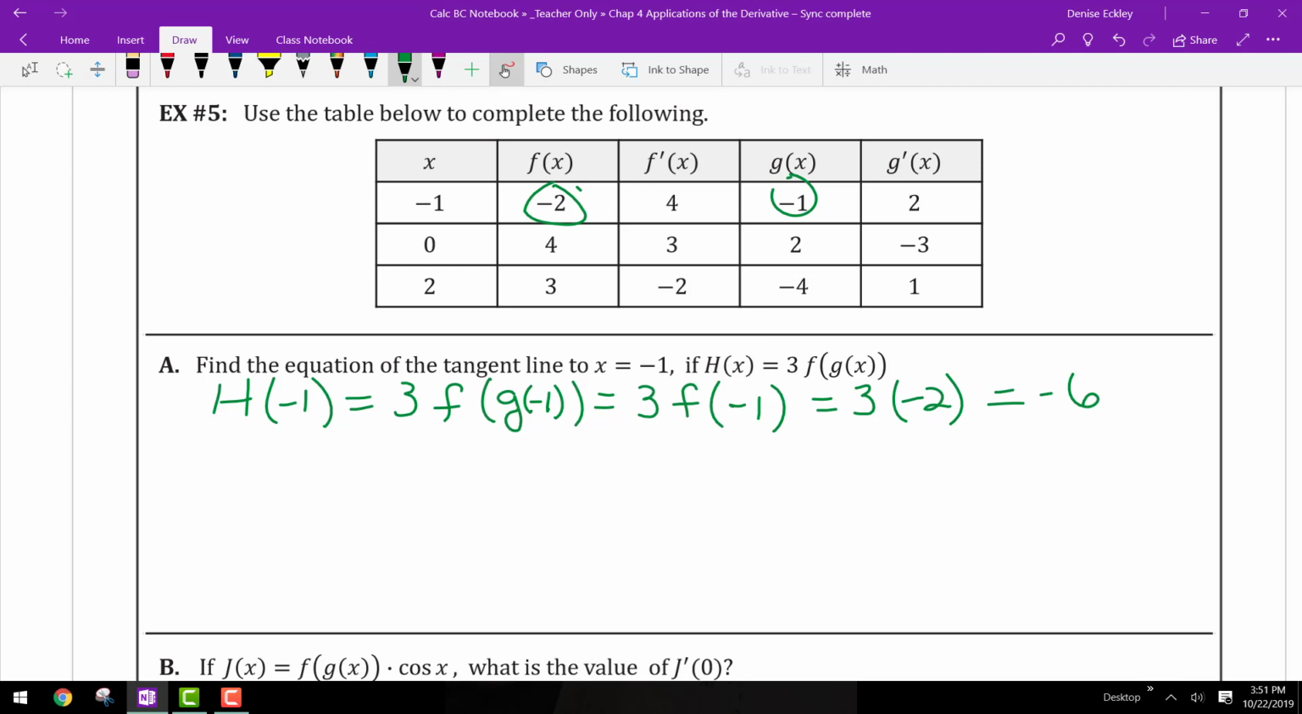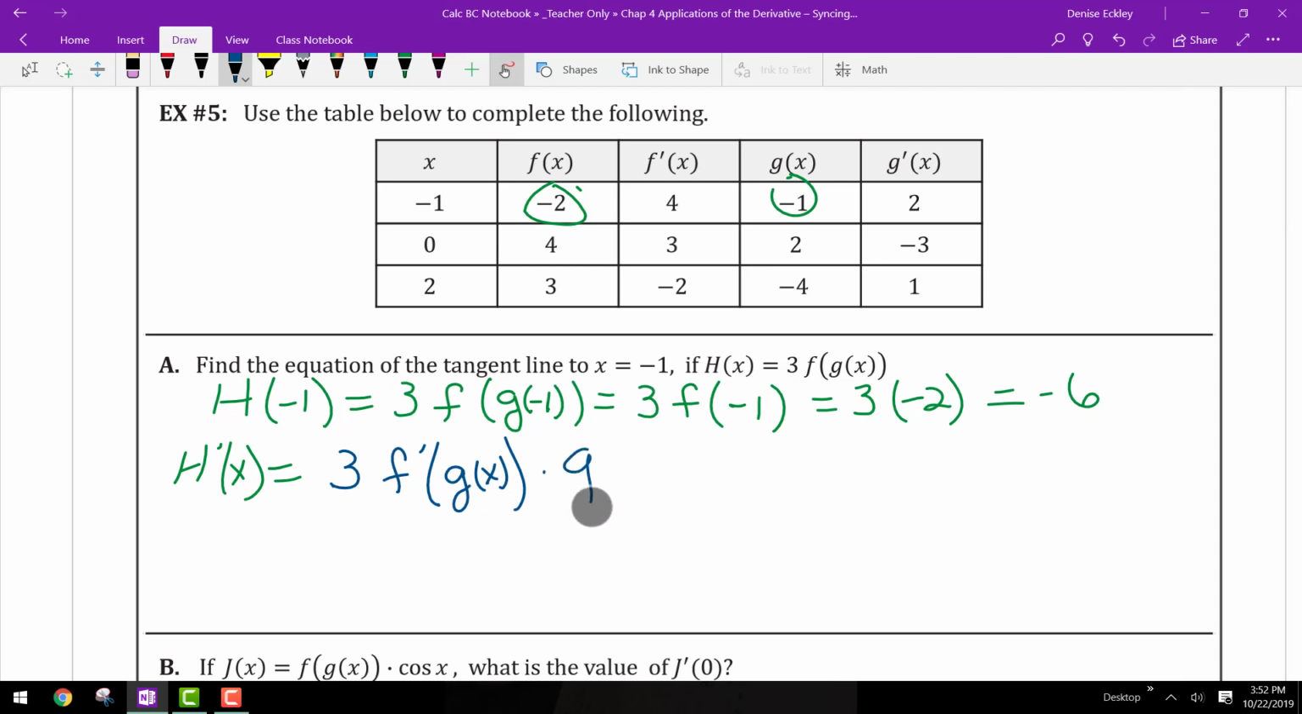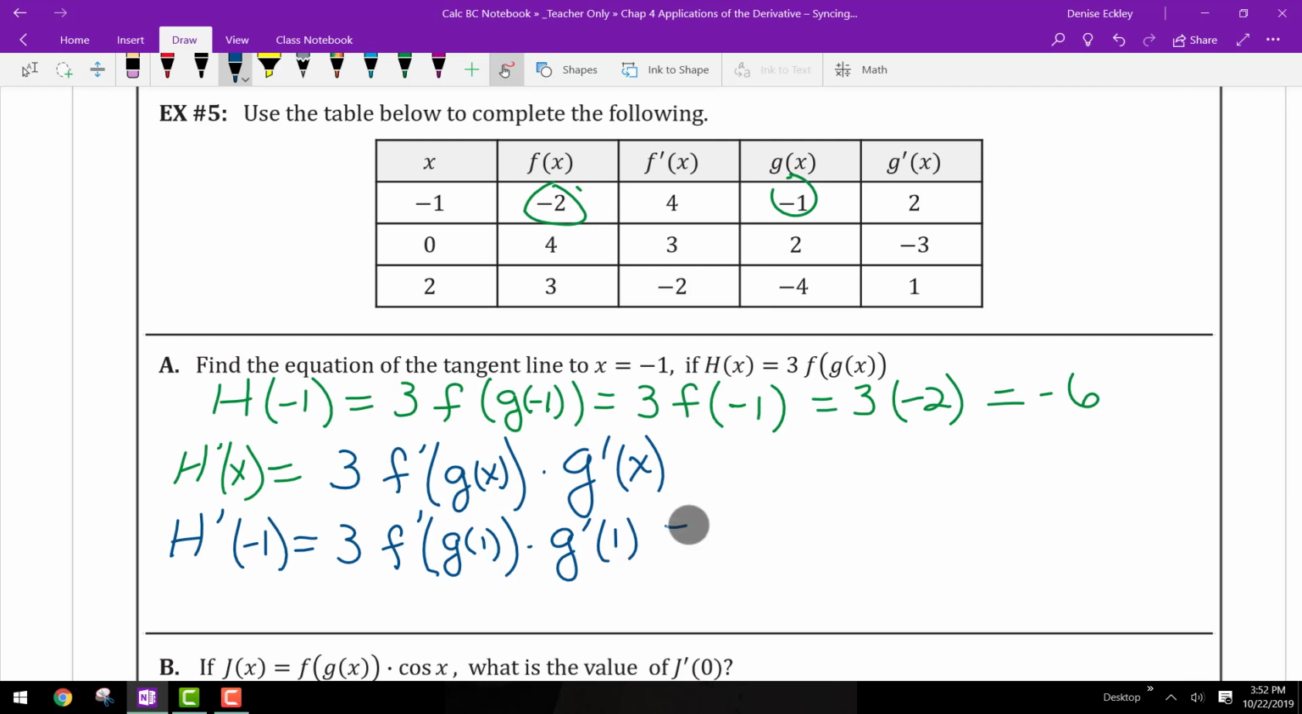So we have to find h prime of x. So h prime of x is going to be 3 times f prime of g of x. This is just our definition of the chain rule times g prime of x. Okay, so we want to evaluate this when x is -1. So we're going to have 3 times f prime of g of 1 times g prime of 1.